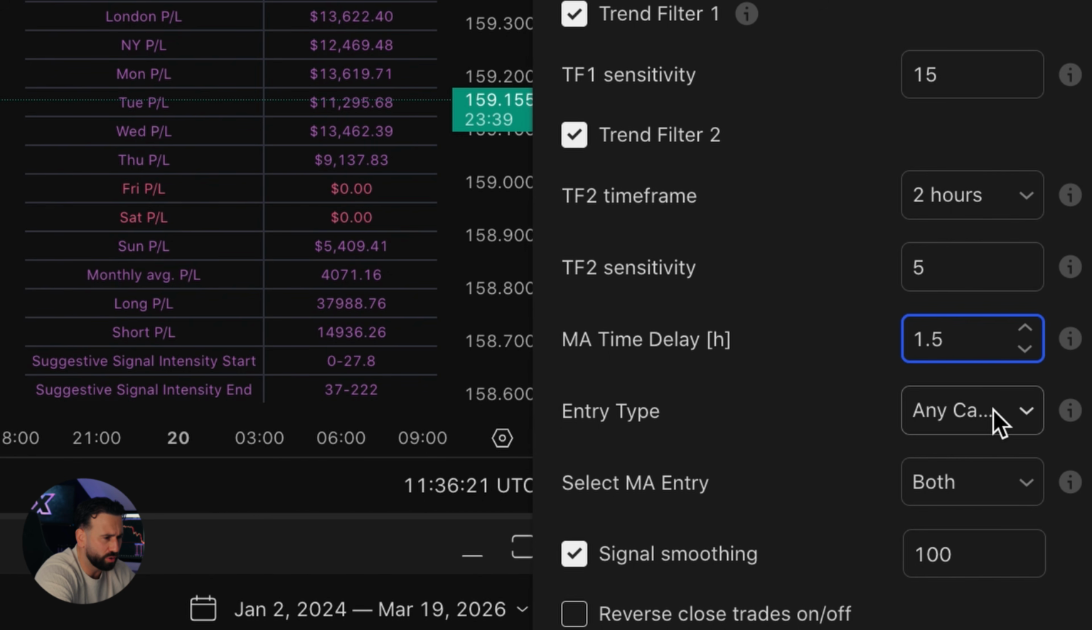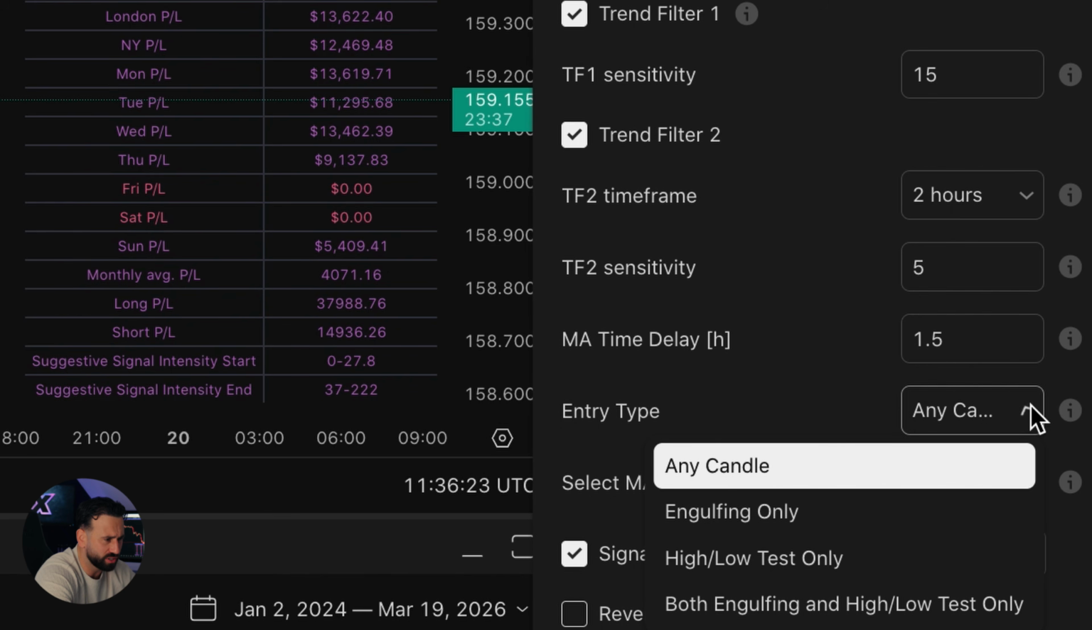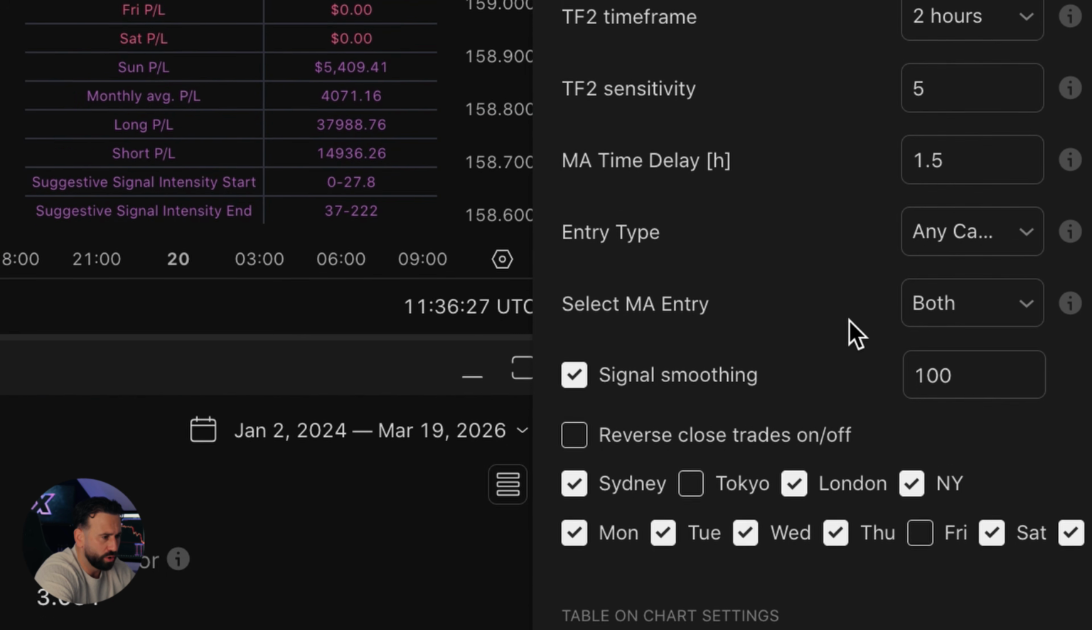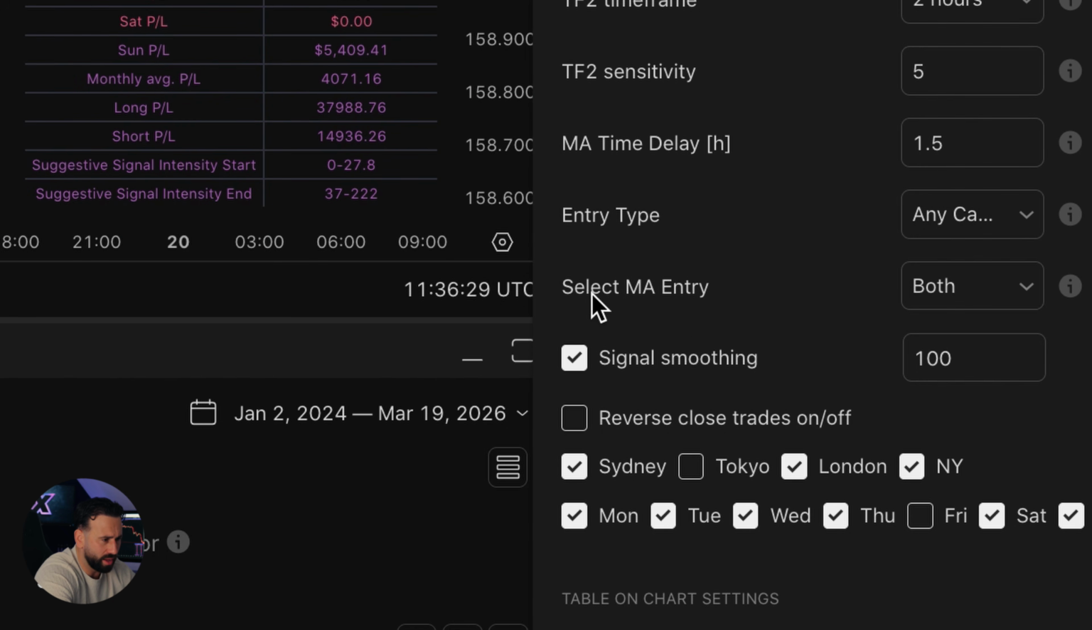We'll leave the entry type on any candle. So there's a different variation of entry types. I've actually got a new entry type coming soon as well. We're going to trade off our MA entries.